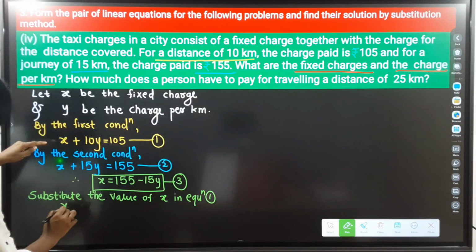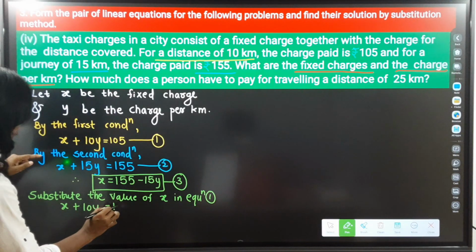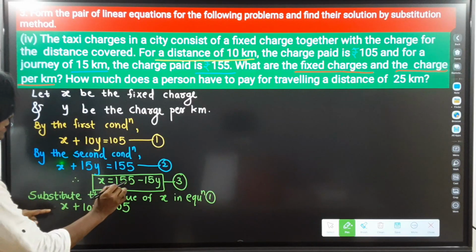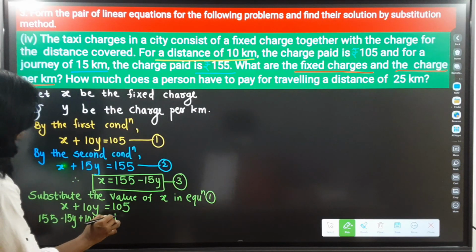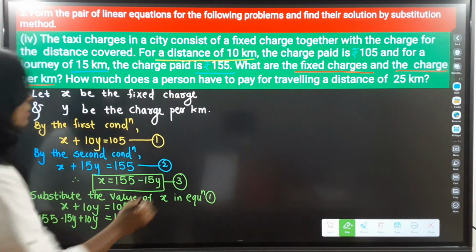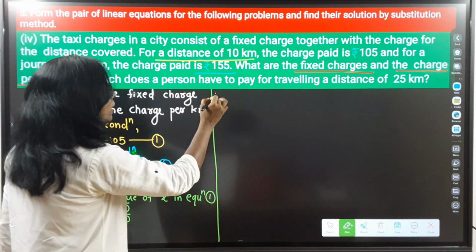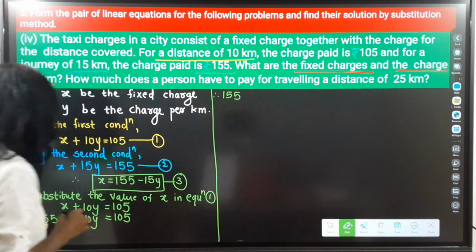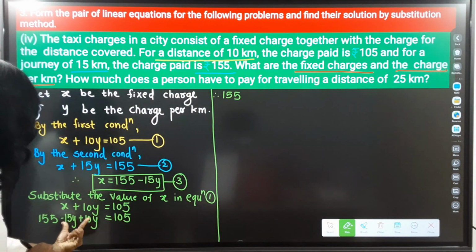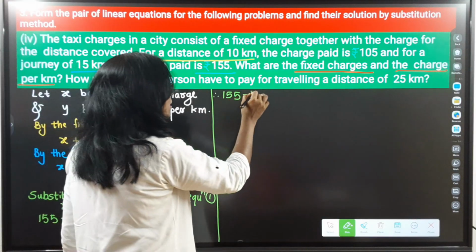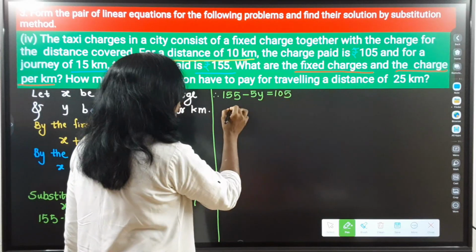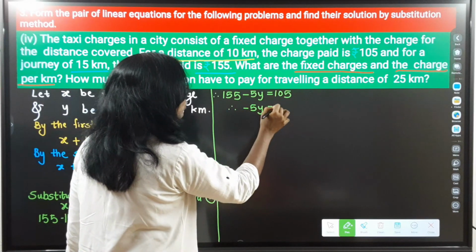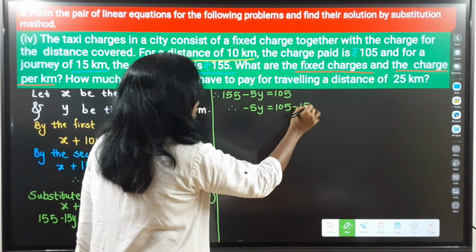Then equation 1 is x plus 10y is equal to 105. So here, in place of x, I write down 155 minus 15y plus 10y is equal to 105. Therefore, students, further, 155, now here minus 15y plus 10y, that means minus 5y is equal to 105. Therefore, students, minus 5y is equal to 105 minus 155.